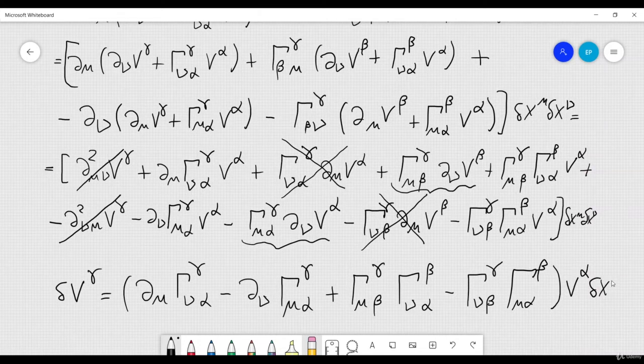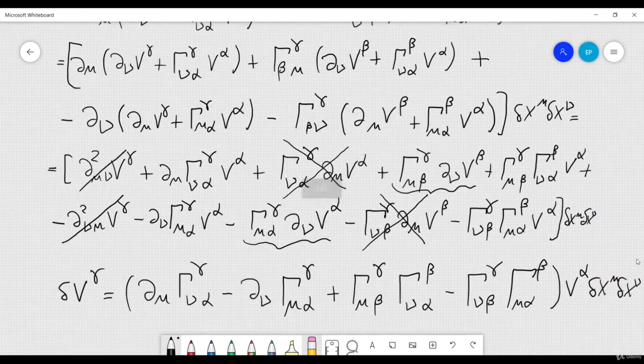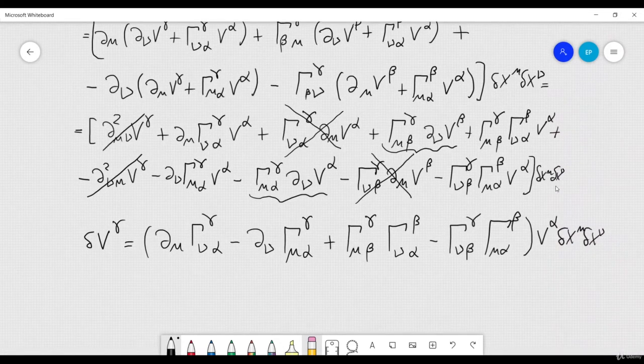Then you have delta x mu delta x nu here. Now we know that this expression must be a tensor. This delta v gamma must be a tensor, and then here on the right we have tensors, because this is a tensor, this is a tensor, this is a tensor, and therefore this guy here should be a tensor. And this is the Riemann tensor.